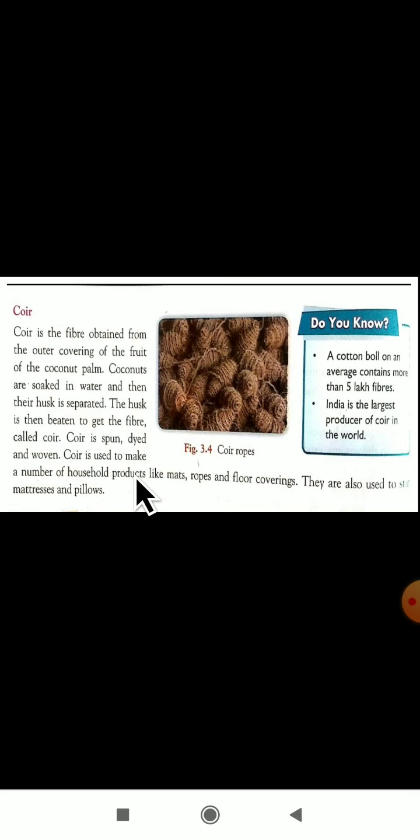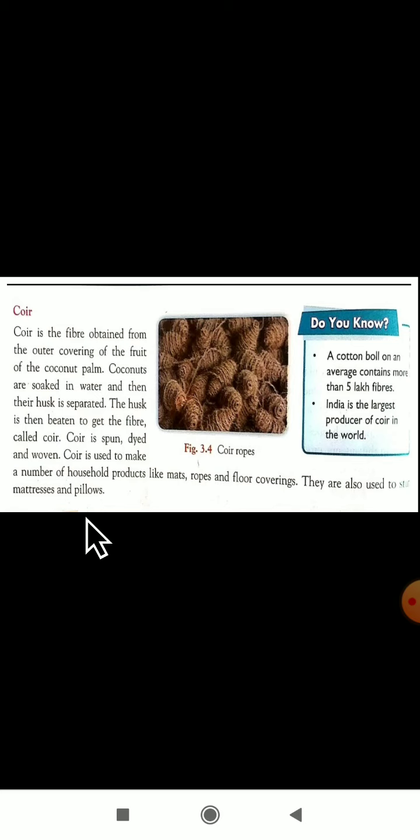In household products. Coir is used in household products like mats, ropes, floor coverings. Yes, whatever they put as coverings for the floors, in that also this coir is used. They are also used to stuff mattresses and pillows, nothing but beds and pillows. To fill the bed and pillow, they are using coir. This is all about the uses of coir.